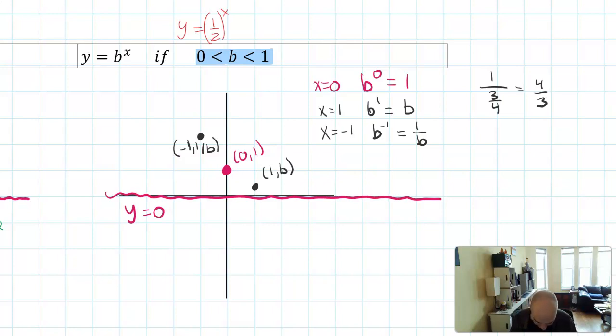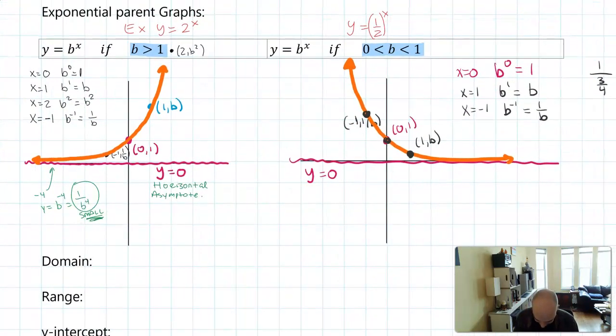But the graph will look like this. Include arrows in both ends. Label the asymptote. 3 key points. Let me highlight those. 1, 2, 3. Let me highlight the key points over here also.